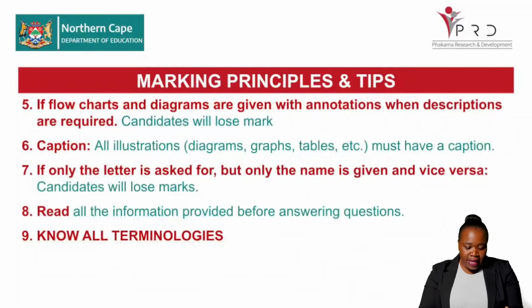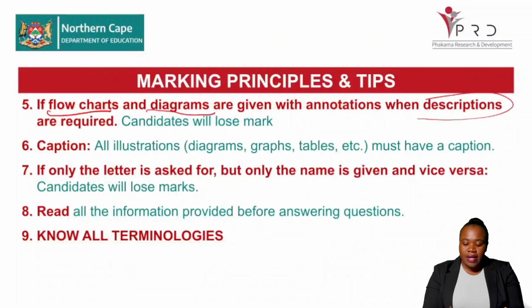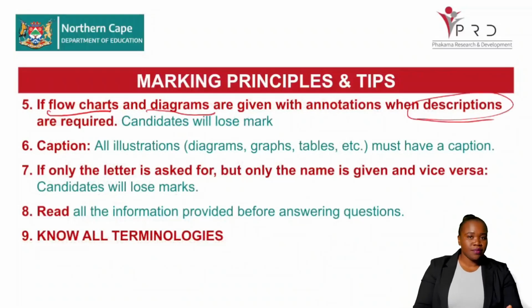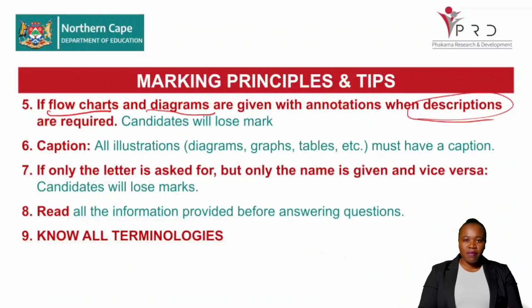If flowcharts and diagrams are given with annotations when descriptions are required, candidates will lose marks. We do not give flowcharts, we do not give diagrams when the question is asking for a description. You are going to describe in words, right? Because you would then lose marks. It is not going to be marked at all.